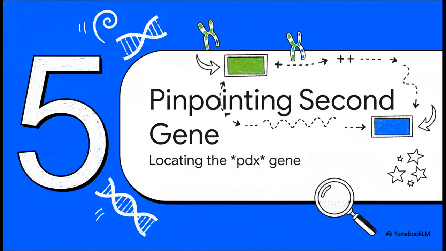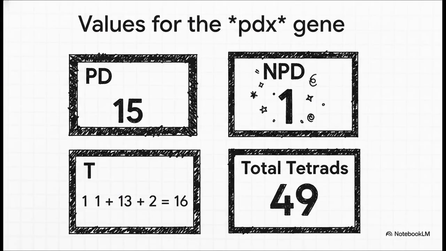Now we're just going to repeat the exact same process for our second gene, which is called PDX. The method is identical, but as you'll see, the numbers from our data are going to be a little different this time. Right, let's pull the numbers for the PDX gene's distance to the centromere. The parental ditatype count is still 15, but look, this time we do have an NPD. It's that single one from class 2, and the tetratype classes that matter for PDX add up to 16. The total, of course, is still 49.